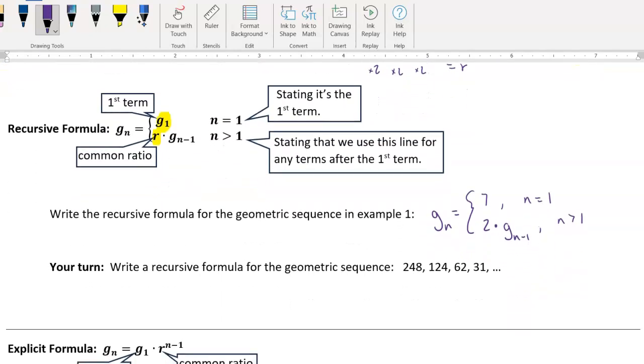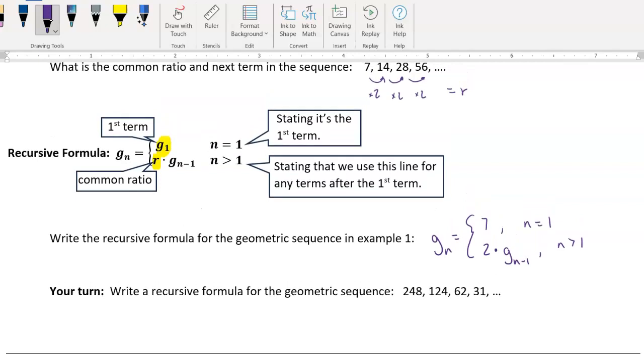All right. I want you guys to write a recursive formula for this geometric sequence. It starts at 248 and then goes down to 124 and then goes down to 62 and then gets down to 31 and so on. Now remember, our R is what we're multiplying by each time, not what we're dividing by. So I want you to take a minute and think, okay, what are we multiplying by?